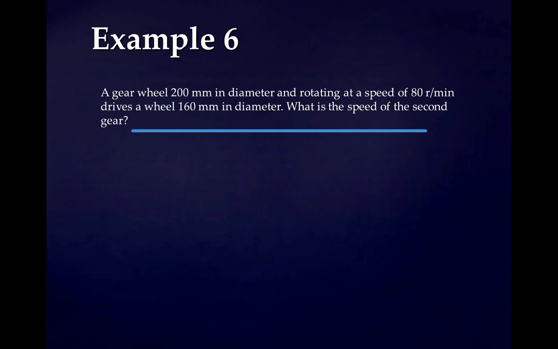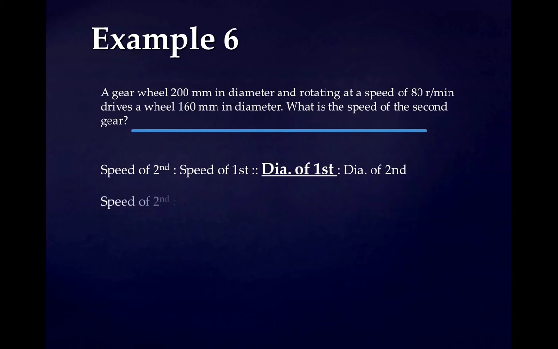Since this is an inverse proportion, the speed of the second gear is to the speed of the first gear as the diameter of the first gear is to the diameter of the second gear. That is, the speed of the second gear is to 80 as 200 is to 160. Rewritten, we get 80 rpm times 200 millimeters over 160 millimeters. So we find out that the speed of the second gear is 100 rpm.